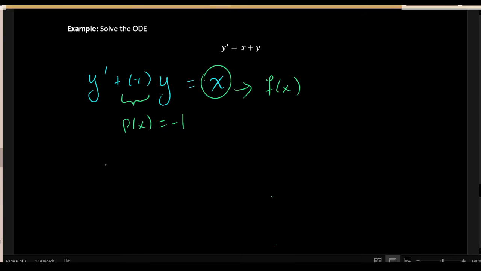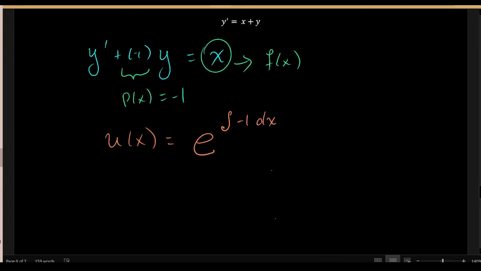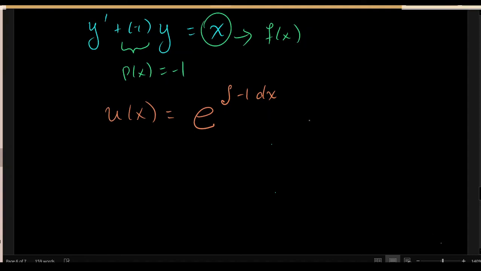So, step 1, I'm going to figure out the value of my integrating factor. So I'm going to figure out the value of e to the integral of -1. The integral of -1 with respect to x is just -x, and since I'm just finding the integrating factor u of x, I don't have to worry about plus c here. I can use the simplest possible antiderivative of p of x.